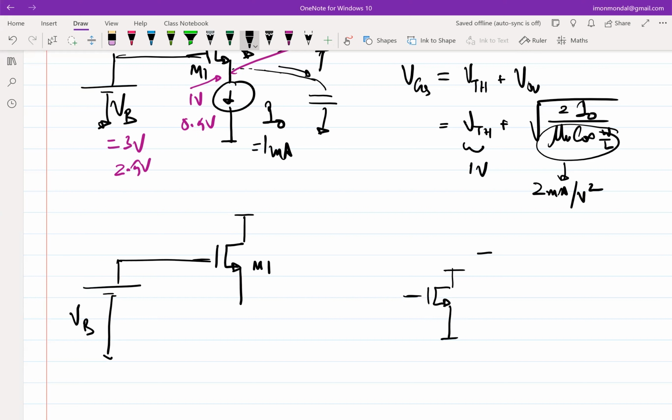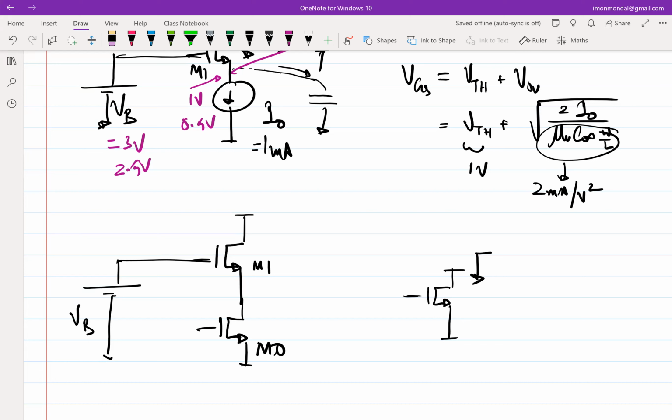And by the way, the looking-in impedance from the drain of the transistor, if we neglect channel length modulation, is infinite, correct? And the impedance across the current source is also infinite, right? An ideal current source has infinite impedance, and the impedance of a transistor looking into the drain is also infinite, ideally. So I can replace this I0 with another transistor. Let me call this M2 or M0. Let's call it M0, right? And ensure that this guy is in saturation.